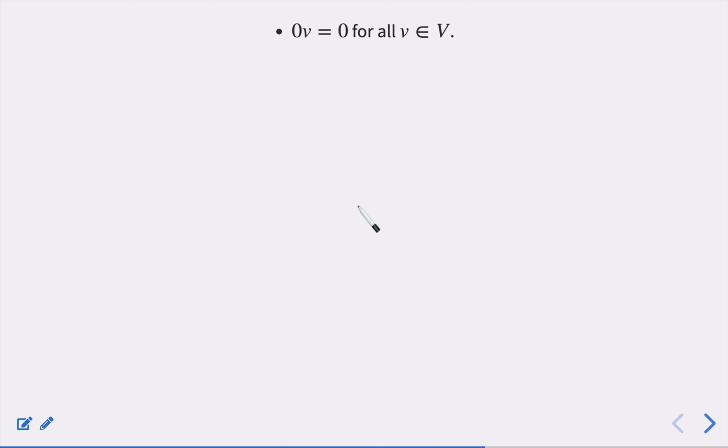There are some properties with respect to scalar multiplication as well. If you see 0 times v, that must be 0 for all v in V. How do I prove that 0 times v must be equal to 0 for all v? It's so simple to prove.